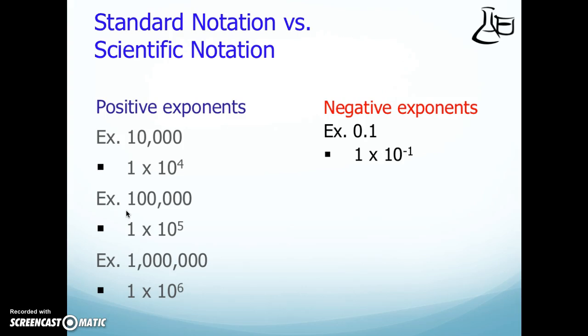So the number 0.1 is not a number between 1 and 9. To make it a number between 1 and 9, I'd have to move the decimal 1 place to the right, so I'd end up with 1.